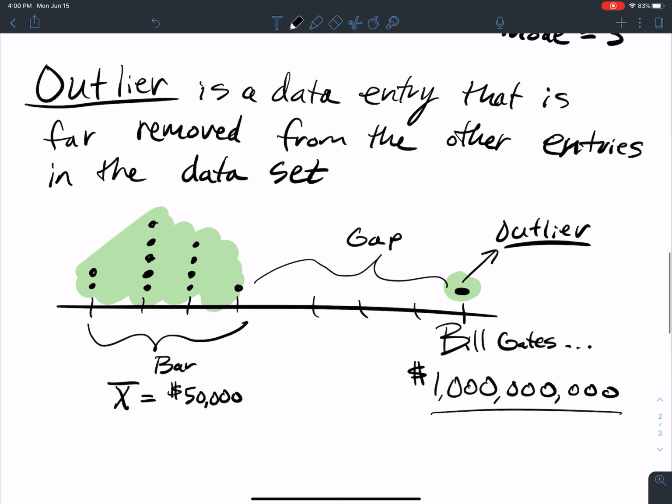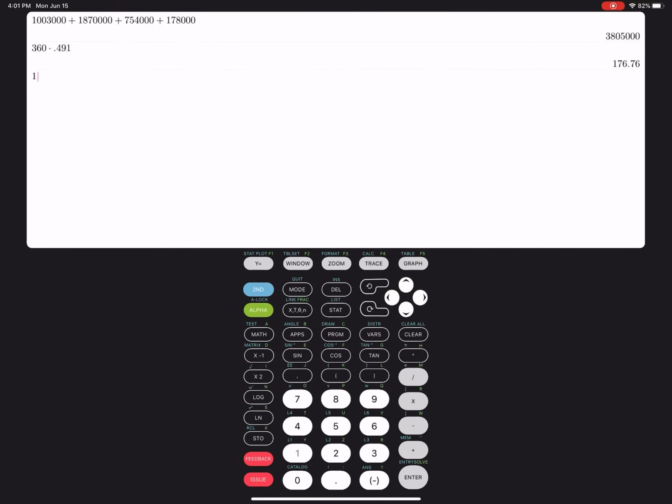Okay, now what's going to happen to the average? The new average, including Bill Gates, is now, well, let's see, there's 1, 2, 3, 4, 5, 6, 7, 8, 9, 10, 11. So there's 11 people who make $50,000. So that'd be 11 times 50,000. Okay, so that's 550,000. That's a good amount of money. But if I add $1 billion, so that's 12 people. So I divide by 12.